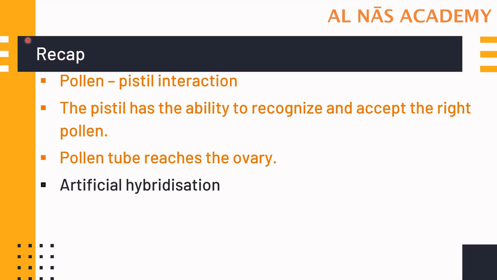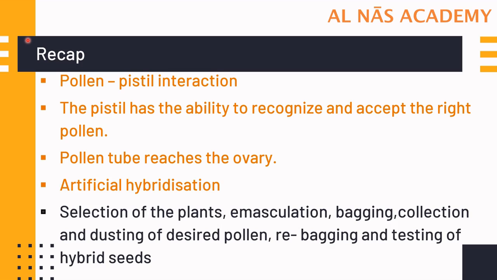Next, we have studied about artificial hybridization and the steps involved in it. The first one is selection of the plants, followed by emasculation, bagging, collection and dusting of the desired pollen, rebagging and testing of the hybrid seeds.